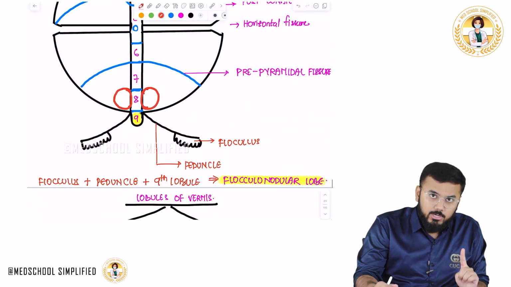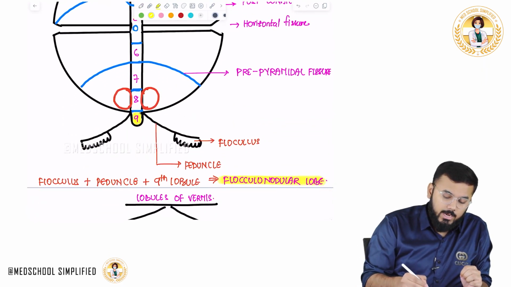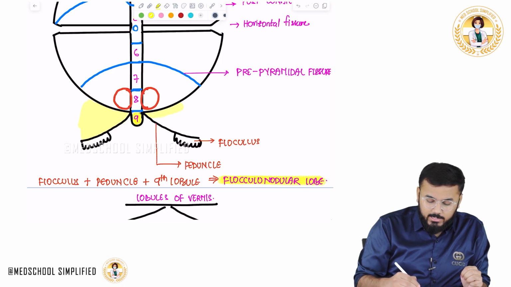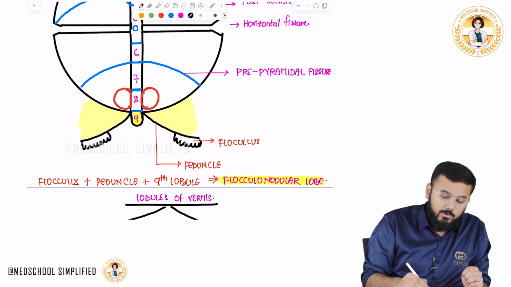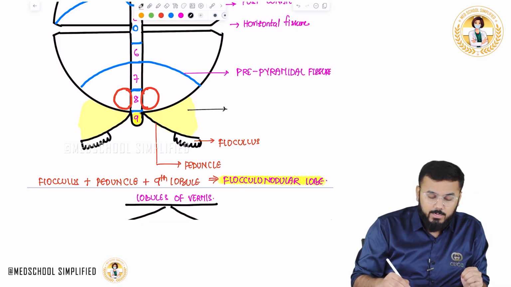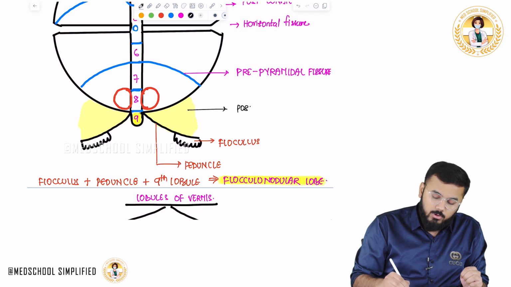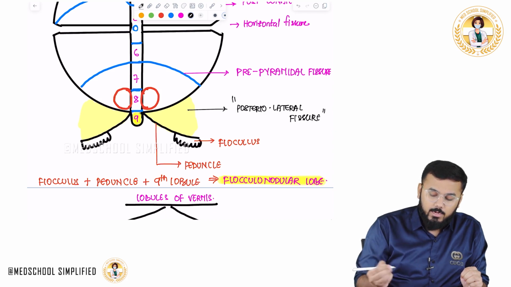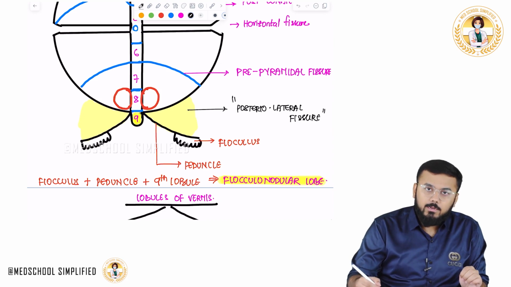Before I discuss the posterior lobe, one very important thing I want to tell you is that you see some space here. On either side, a triangular shaped space, right? This triangular shaped space, whatever I have drawn over here, is called the posterolateral fissure.